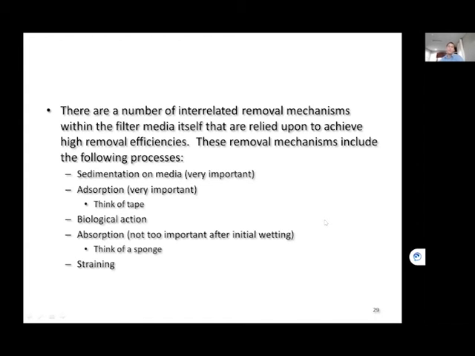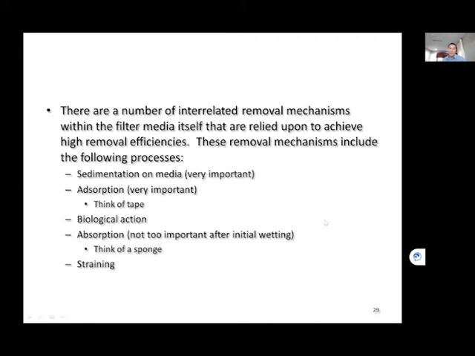There are a number of interrelated removal mechanisms within the filter media itself that are relied upon to achieve high removal efficiencies. These removal mechanisms include the following. Your sedimentation, well, actually this is in reference to a filter. So what is going on in my filter? Sedimentation on the media: you've got particulates that are settling on the media. That's very important. Adsorption through the media.